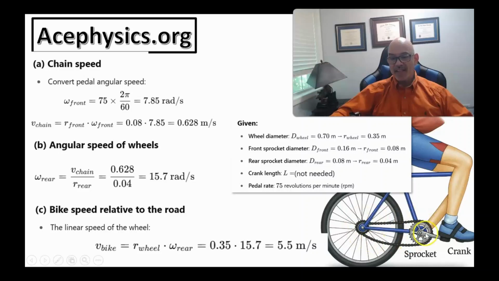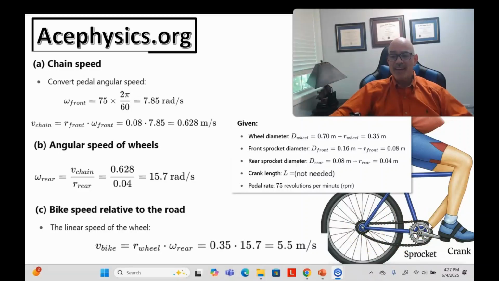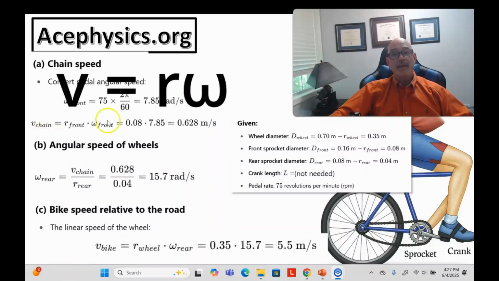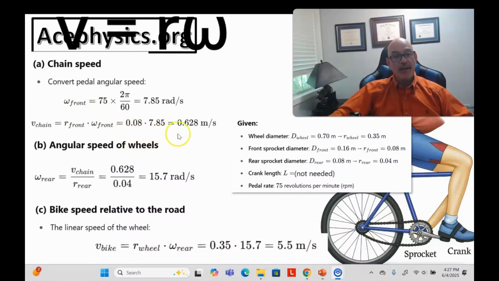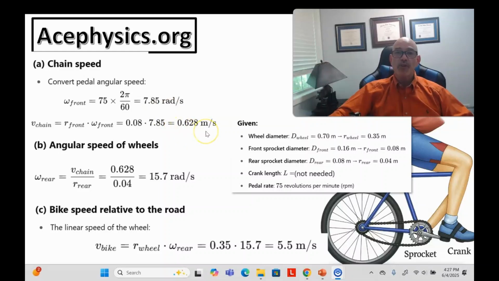Question A asks us to calculate the speed of the chain. I know the speed of the chain is equal to the tangential velocity of a point on the outer edge of the sprocket. The cyclist is pedaling at an angular velocity of 75 revolutions per minute. We have to convert that to radians per second because that's the unit of science. So the angular velocity of the cyclist, which is also the angular velocity of the front sprocket because they're connected together, is equal to 7.85 radians per second. To calculate the velocity of the chain, I use the important formula: tangential velocity is equal to radius times angular velocity, v equals r times omega. I know the radius of the sprocket is 0.08, and I know the angular velocity is 7.85 radians per second, so the chain moves with a speed of 6.28 meters per second.